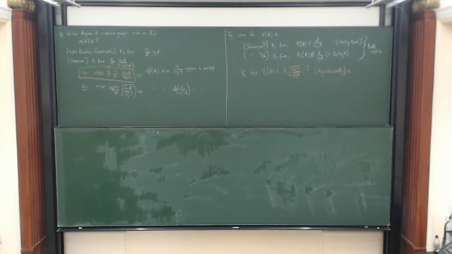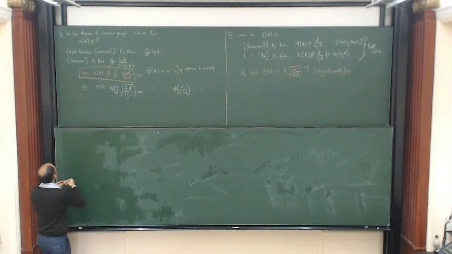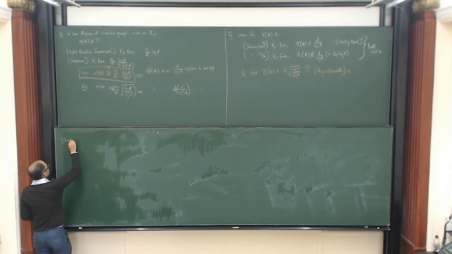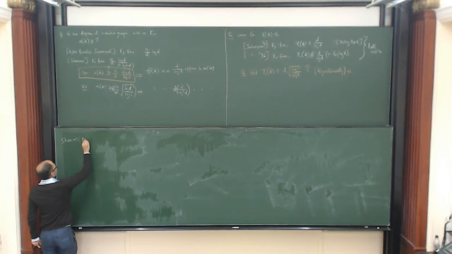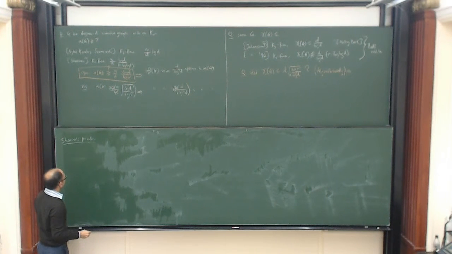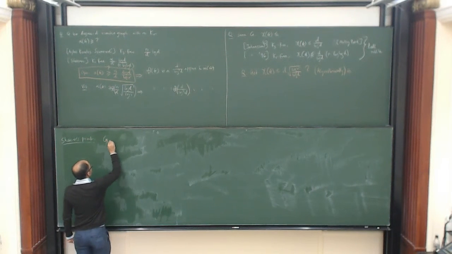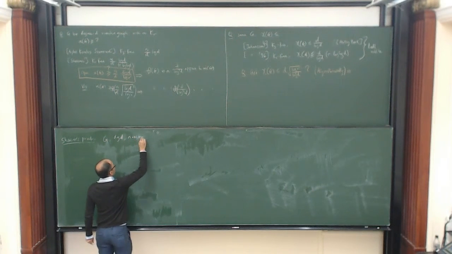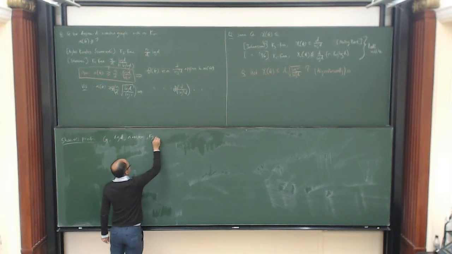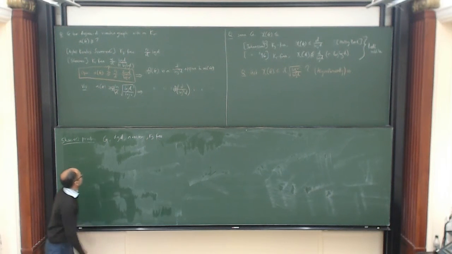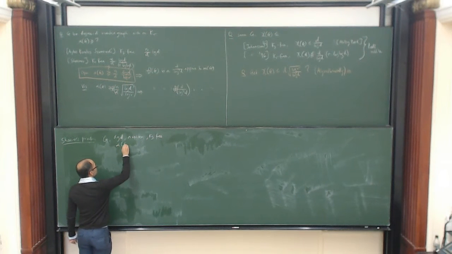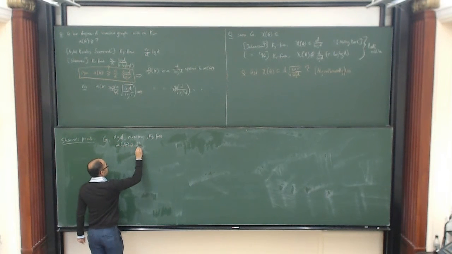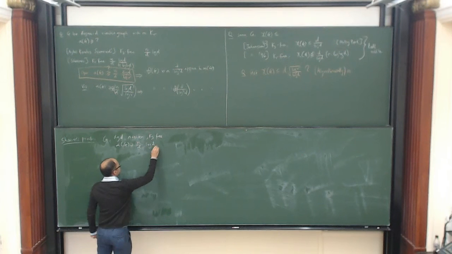Okay. So this is Shearer's proof. What do we want? G is a graph, degree D, and K3-free. I want to show that alpha of G is at least n over D log D.